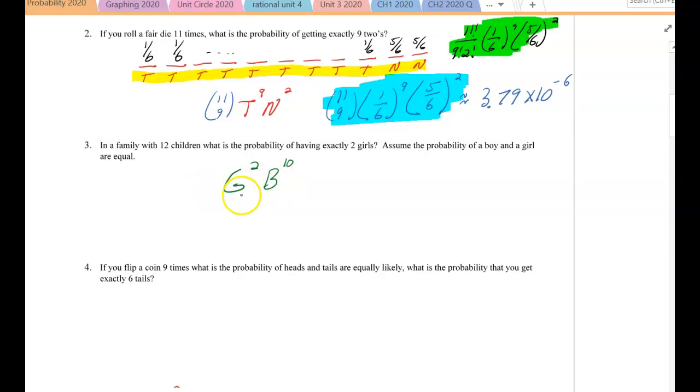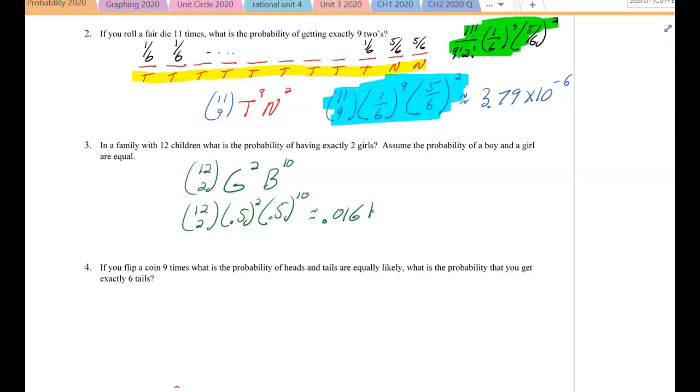How many ways can you rearrange these letters? So I like the combinations, so I'm going to say 12 choose 2. And then 12 choose 2. Chance of a girl, 0.5. Chance of a boy, 0.5. And then typing that into my calculator, you get approximately 0.0161. Go ahead and pause the screen and try problem number 4.